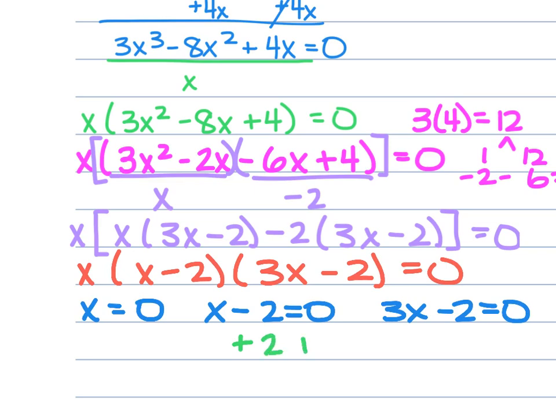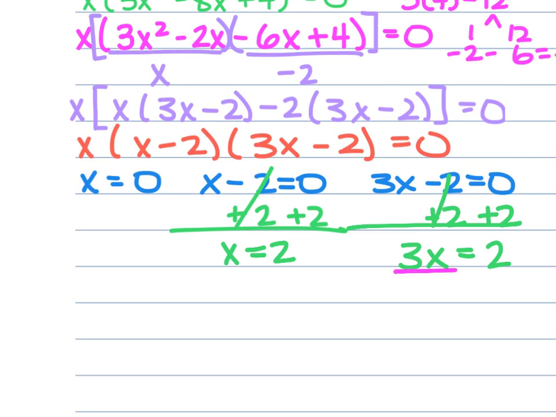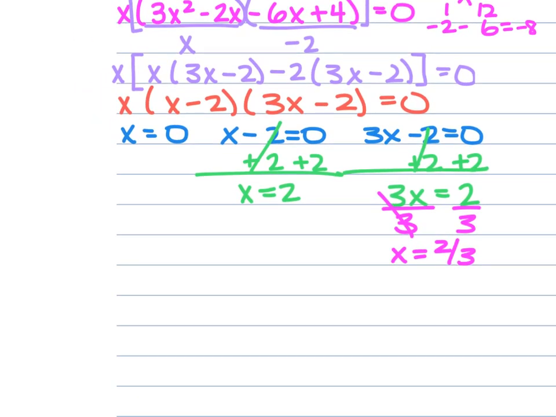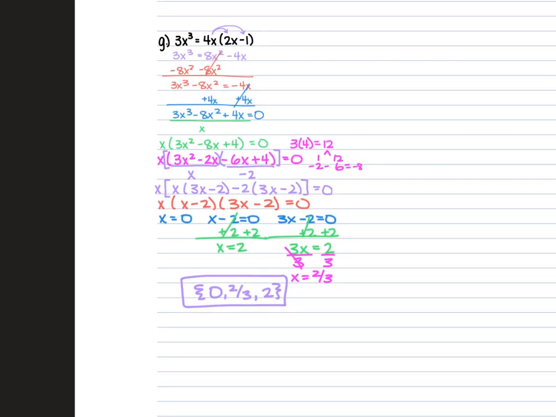With the x minus 2 is equal to 0, add 2 to both sides, you get that x is equal to 2. With the 3x minus 2 is equal to 0, add the 2 to both sides, and then you're going to divide each side by 3. So then we have that x is equal to 2/3. So your solution set here is x is equal to 0, 2/3, and 2. So like I said, that one was a little bit longer. Not any different than any of the other ones, but a little bit longer.